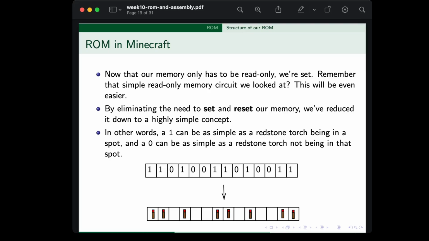A long time ago, we built that simple gate with two NOTs, two inverters, where the torch would have something turned on. Very simple read-only memory, right? By eliminating the need to set and reset our memory, we've reduced it down to a highly simple concept. In other words, we just need to specify, hey, is this on or off, right? So a 1 can be as simple as a redstone torch being in a spot, and a 0 can be as simple as a redstone torch not being in that spot.